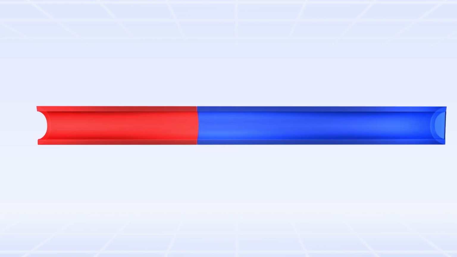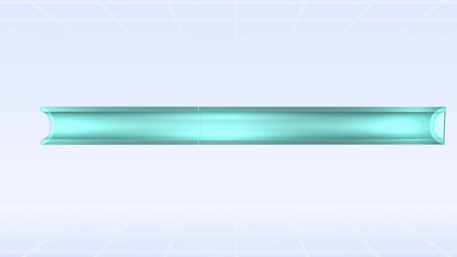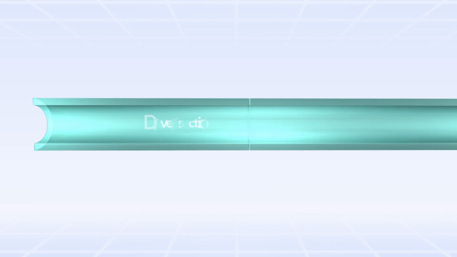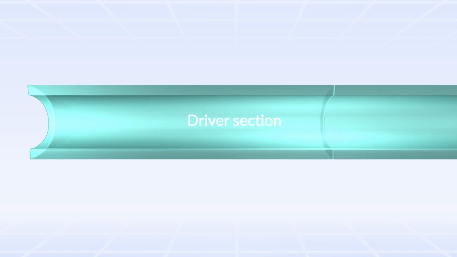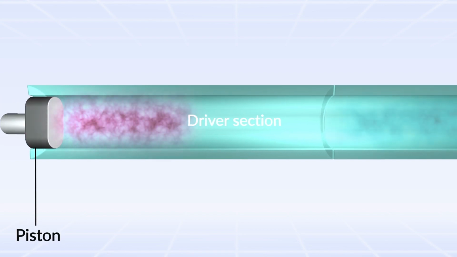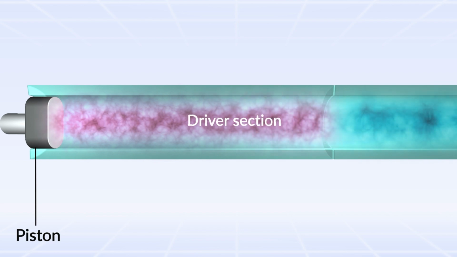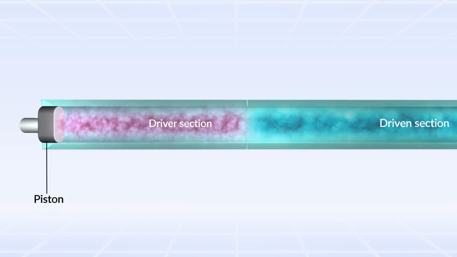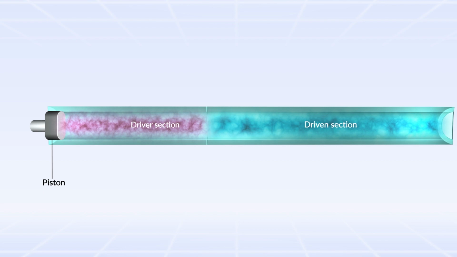On your left hand side, you see the driver section, and on your right hand side, you see the driven section. Why do you think these two sections were named this way? Well, to answer that, look a little further to the left of the driver section. You will see a small piston there. This piston drives the gas in the section to your left in such a way that it impacts the gas present in the section to your right.